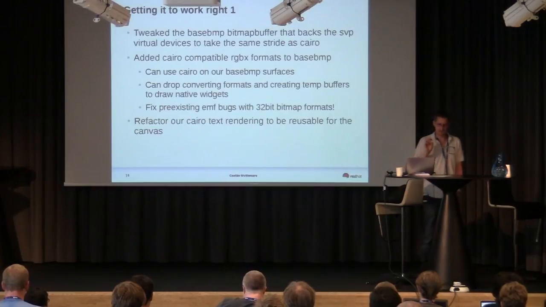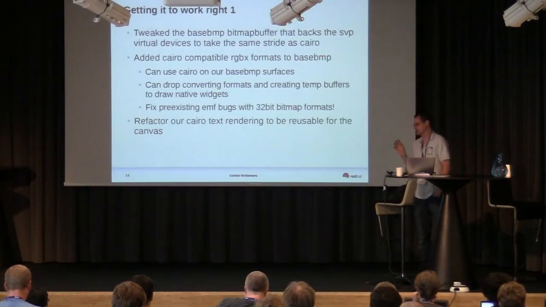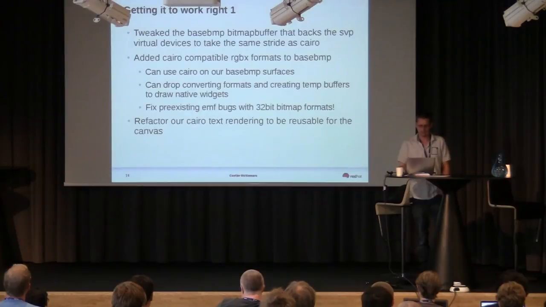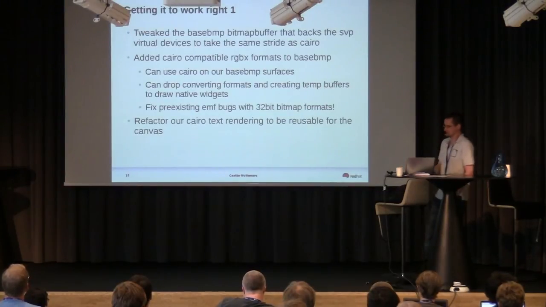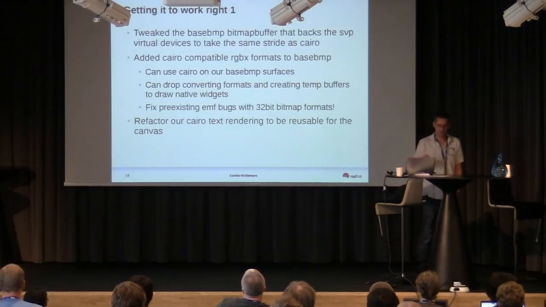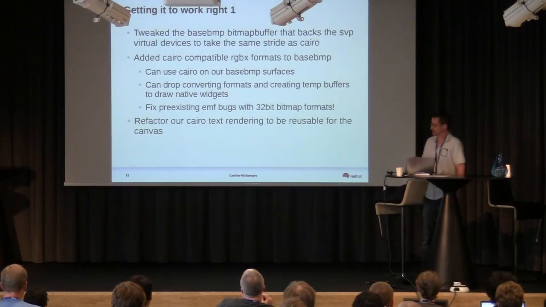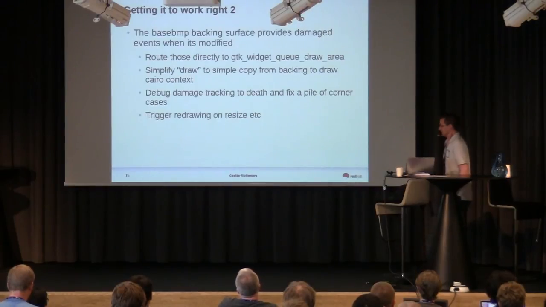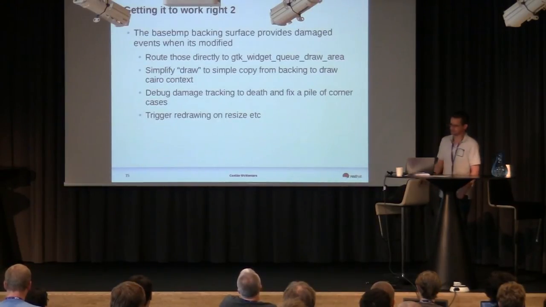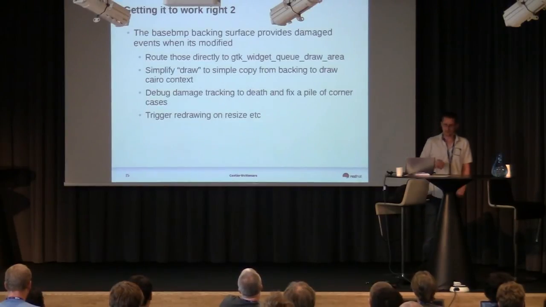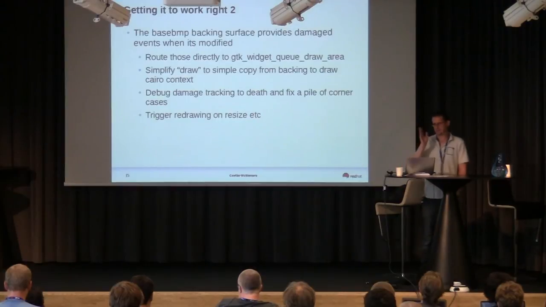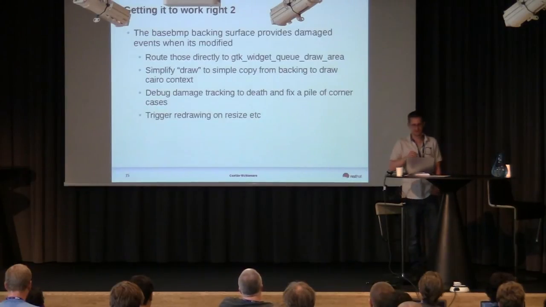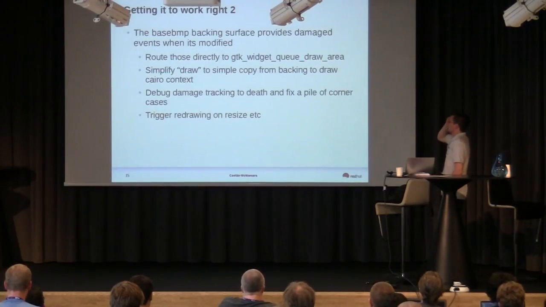The first problem there is that that's a 32-bit bitmap format. It takes 32 bits of space, even though we're only using 24 bits of it. That gives us a whole slew of errors all the way down our graphics stack, where we're just not supporting 32-bit things correctly at all. A lot of work there in fixing all those pre-existing bugs. We also have to improve our Cairo text rendering to be reusable for this surface, as opposed to drawing directly to the X bitmap as we did in the past. And that base BMP existed just as a surface we could draw to for a long time. At this point we wanted to actually know what bits of it had been modified at any particular time, so Michael added damage support to all of that.